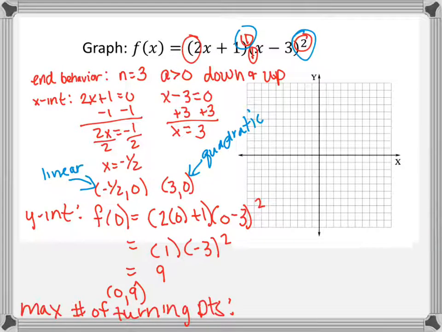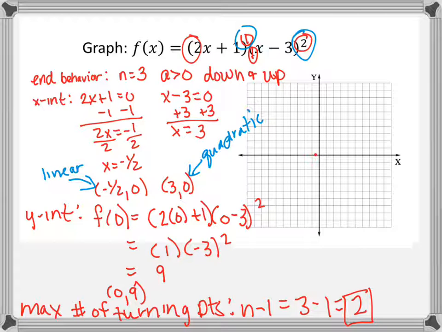The maximum number of turning points is found by taking n and subtracting 1. For this polynomial, n was 3. 3 minus 1 equals 2. So we have a maximum number of turning points of 2.